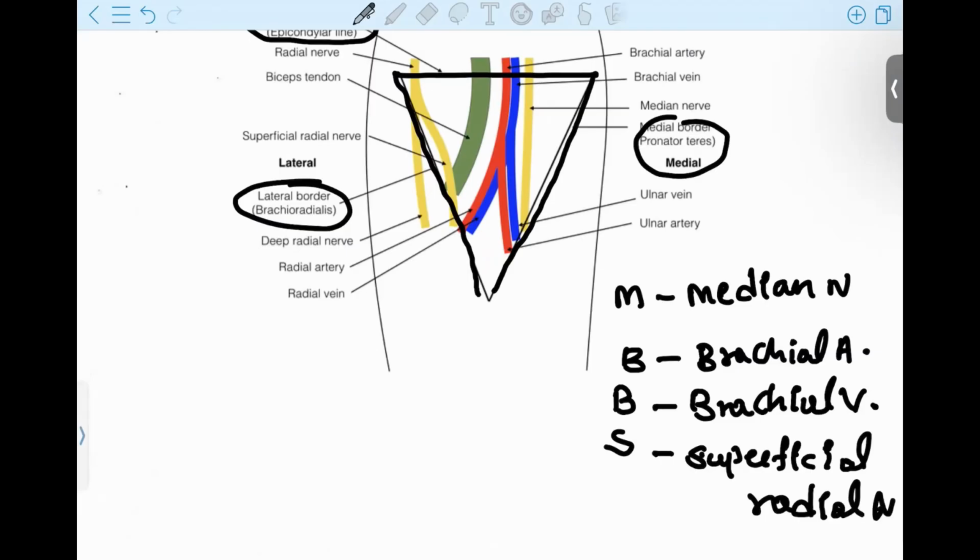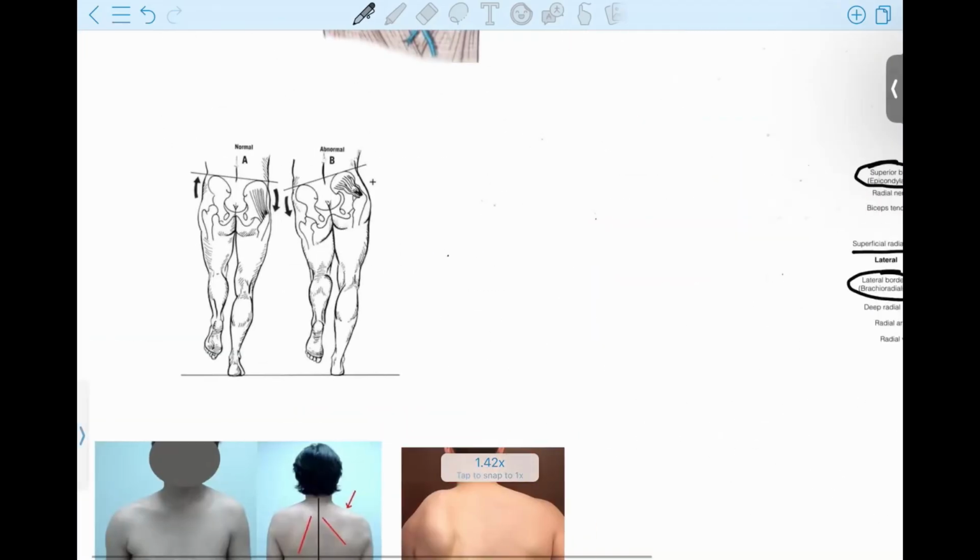This is the content that is present here. Here you can see the superficial radial nerve, and also this is your brachial artery, brachial vein, and this is your median nerve. So remember like this, from the medial side to the lateral side: MBBS. This is the mnemonic that we have to remember. And next, coming to here.